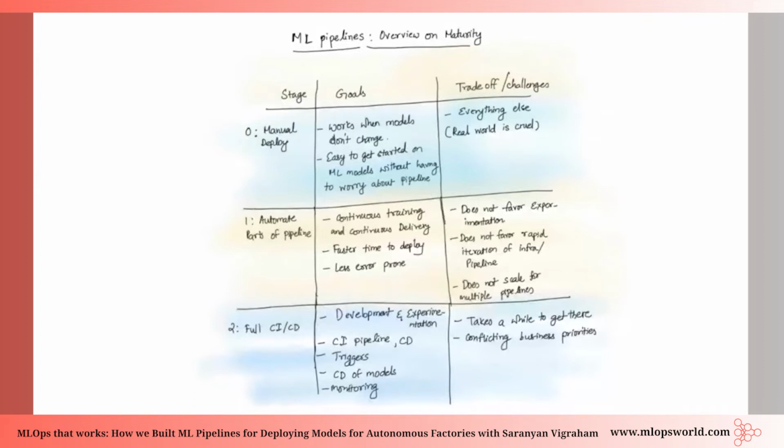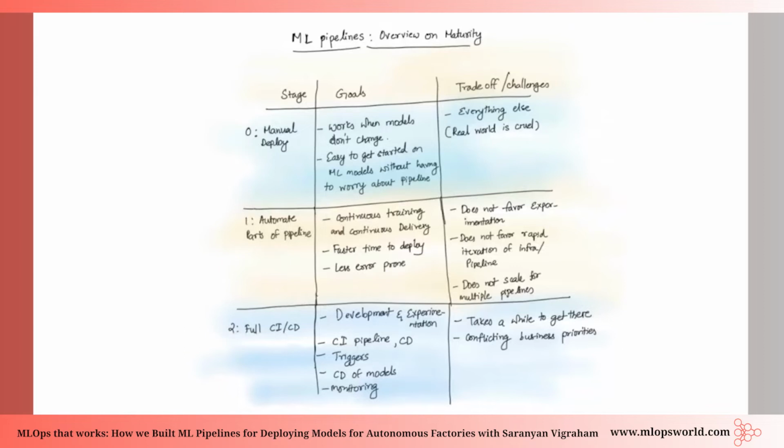The North Star for everyone is to have a full CI/CD, and we were not there. We were getting there, but here you have several things. You have your full CI pipeline. It can have multiple deploys every day. You have triggers to build the pipeline on demand. For instance, when you find a model performance deteriorating in the field, you can quickly use it as a trigger to redeploy something. You can continuously deploy your models, and your monitoring is very heavy.